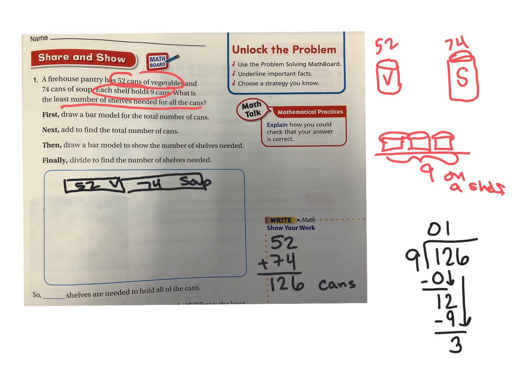Bring the next player down. 9 times what number gets me as close as possible to 36 without going over? Ooh, 9 times 4 is 36. 9 times 4 is exactly 36 with none left over. So I will need 14 shelves to put all of my cans on. So 14 shelves are needed.